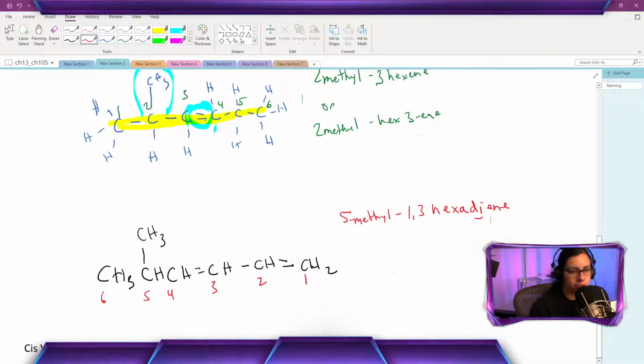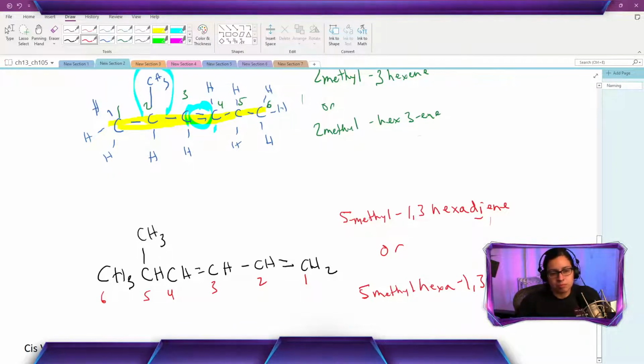Or if we're going with maybe the newer convention, it would be 5-methylhexa-1,3-diene. So either one of those is perfectly acceptable.